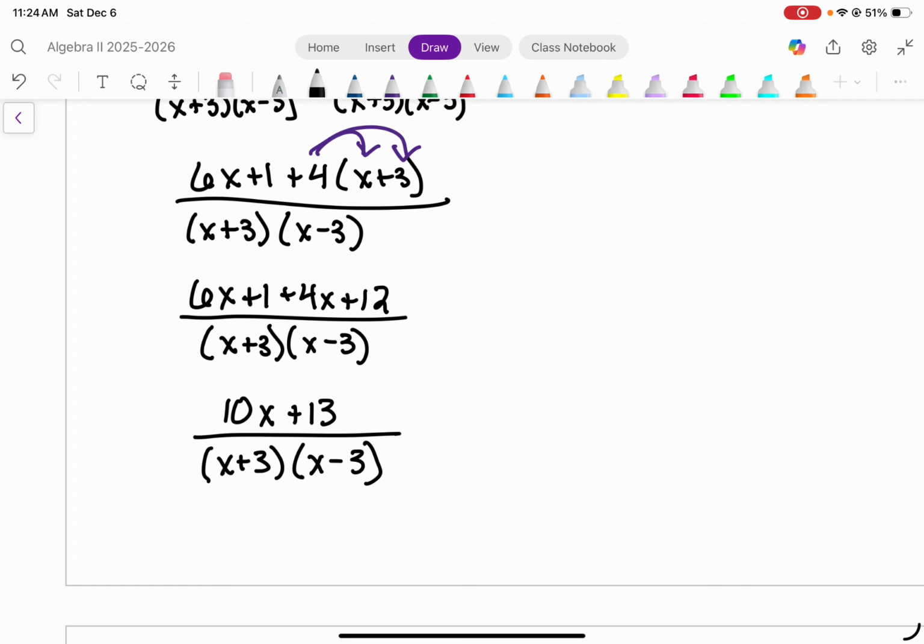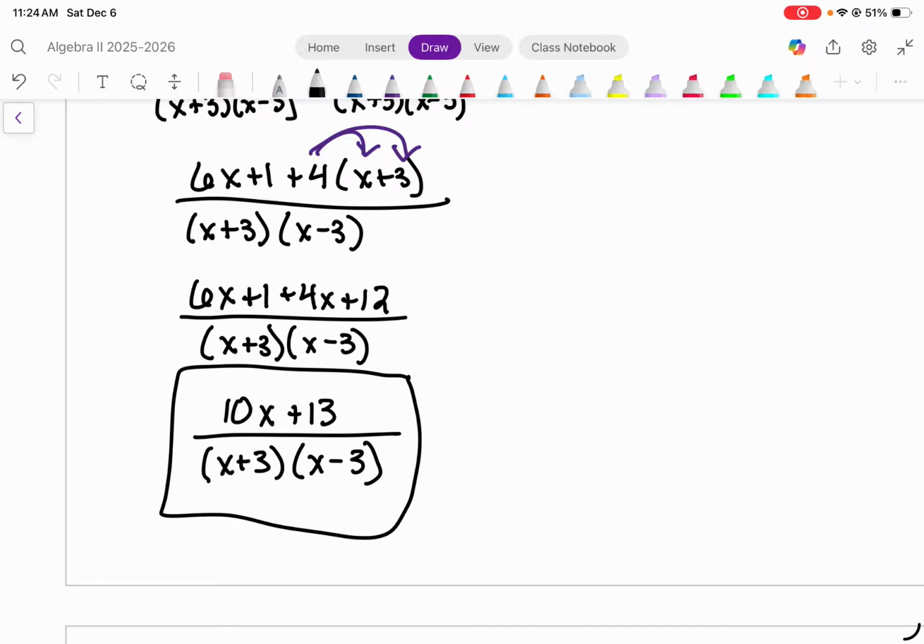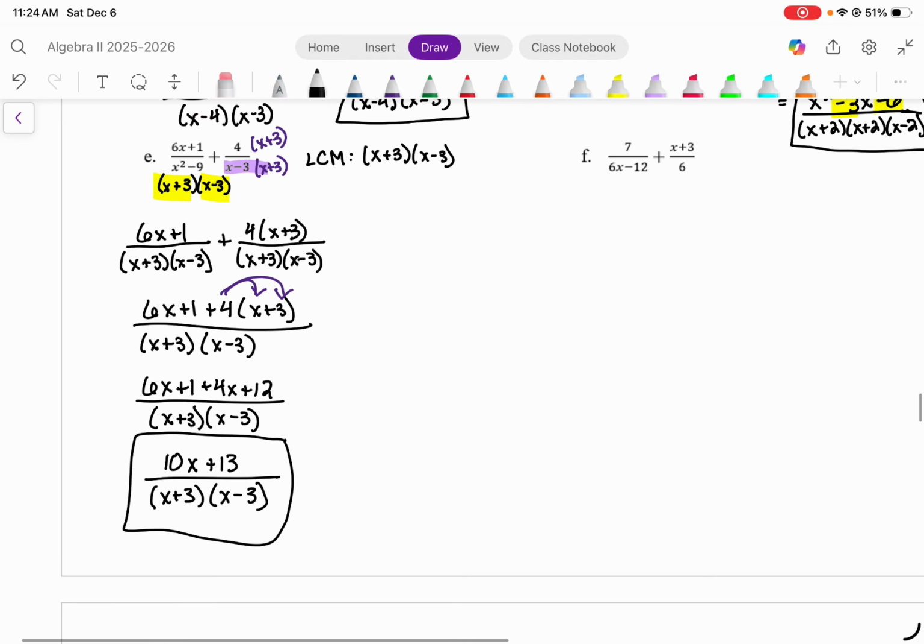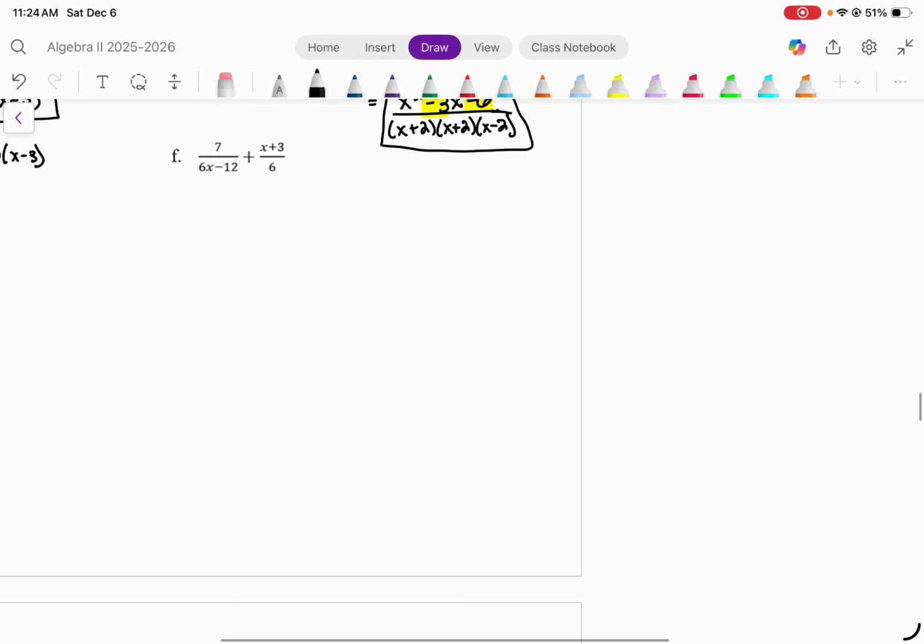And once you're here again, you need to check to see if you can factor the numerator. And on this one, we cannot because 10 and 13 don't have any common factors. So this is our final answer. Okay, our next one.